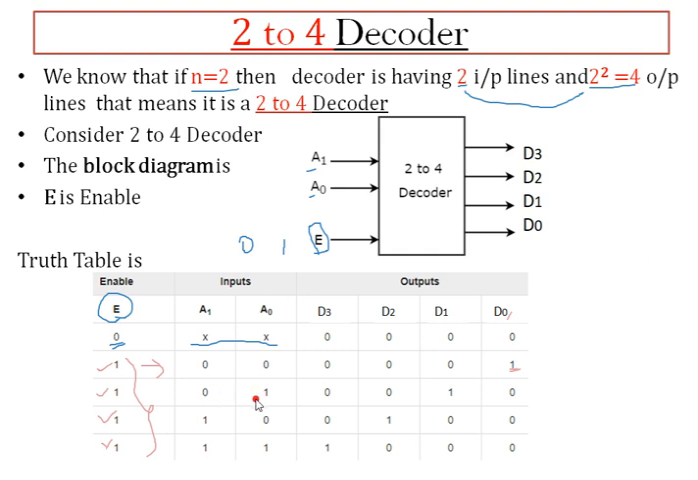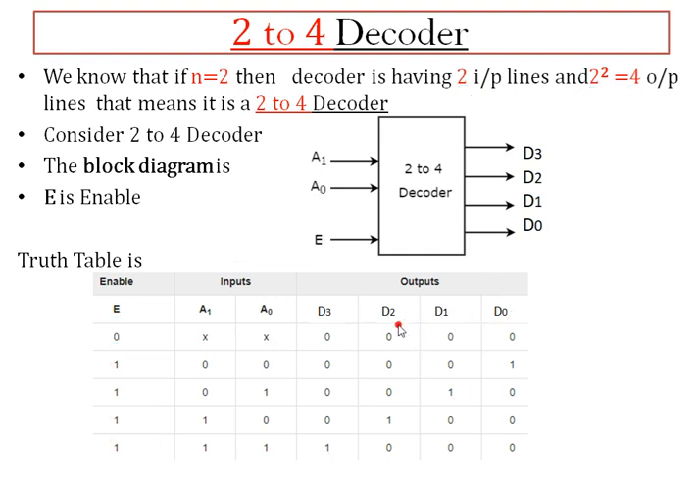Similarly, 0 1 means 1, so I am placing 1 here and the remaining are zeros. Similarly, 1 0 means 2, so I am placing 1 here and the remaining 3 values are zeros. And 1 1 means 3, so I am placing 1 here and the remaining values are zeros. This is the truth table for the 2 to 4 decoder. Remember, enable must always be 1, then only output is generated. If enable is 0, the output is 0.